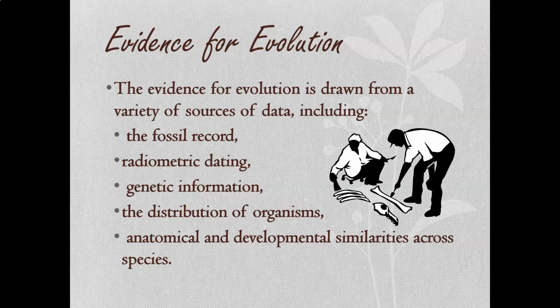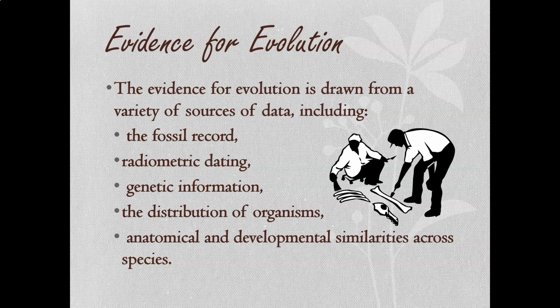So where do we draw evidence from? Really it comes from a variety of sources, which is what gives evolution such credibility as a scientific theory. So we'll refresh ourselves and talk a little bit about those fossil records and radiometric dating again. We'll talk a little bit more about genetic information, and that'll also come up when we get into the classification schemes and the way we start tracing genetic lineages, evolutionary lineages, distribution of organisms, as well as some anatomical and developmental similarities across species as well.